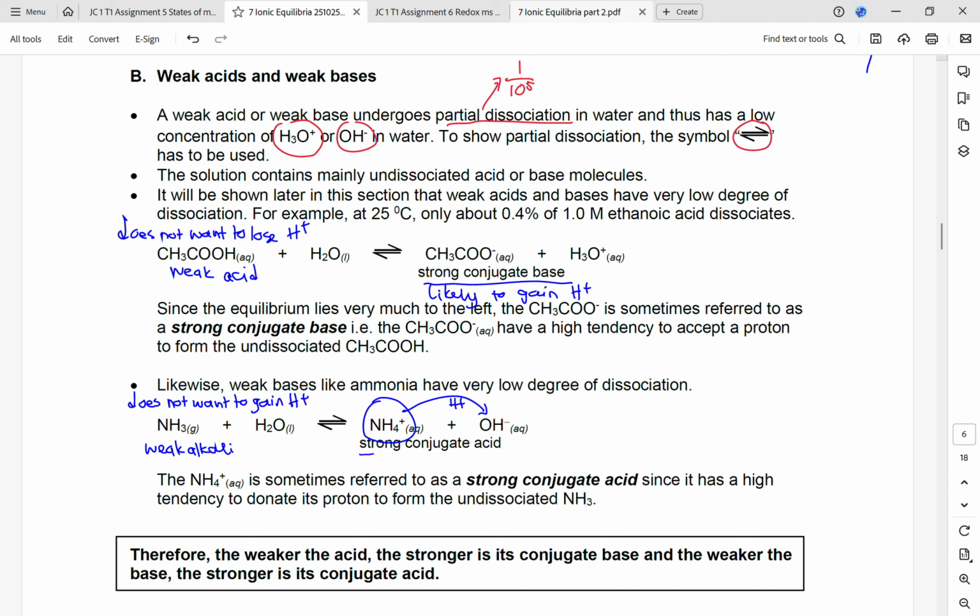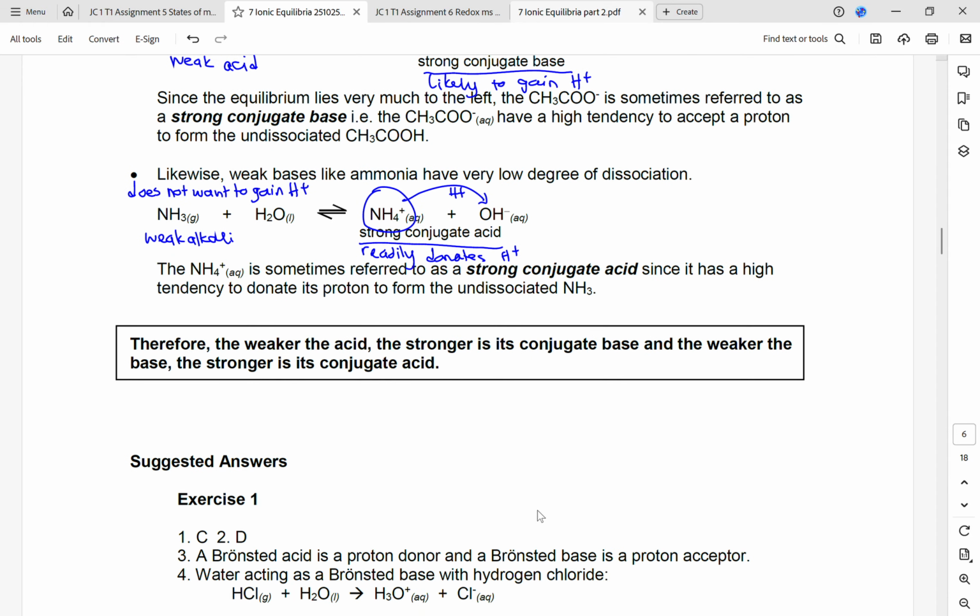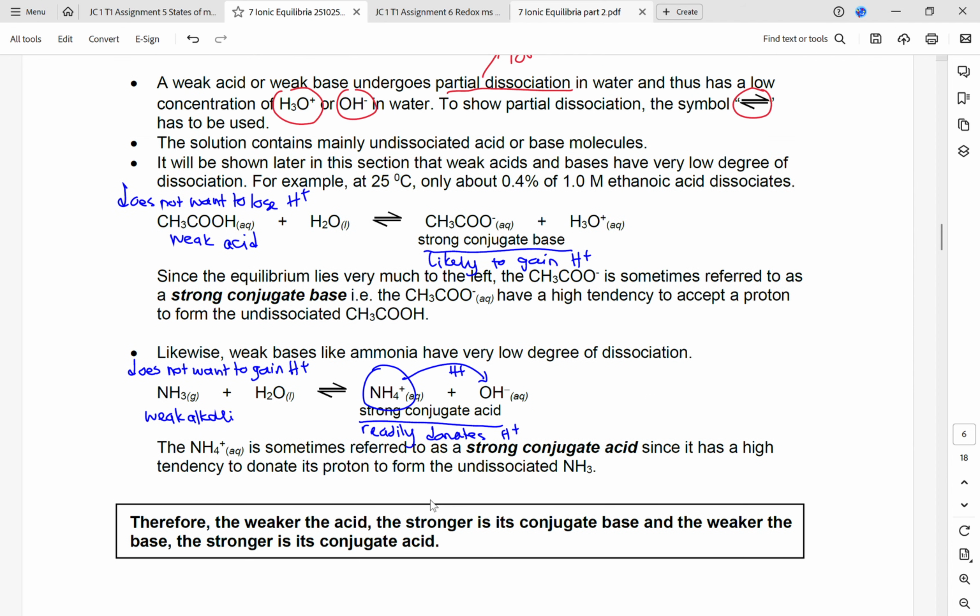So this makes the ammonium ion a strong conjugate acid because it readily donates the H plus. Okay. So what do we learn from here? We learned that the weaker the acid, the stronger its conjugate base, and vice versa. Question?